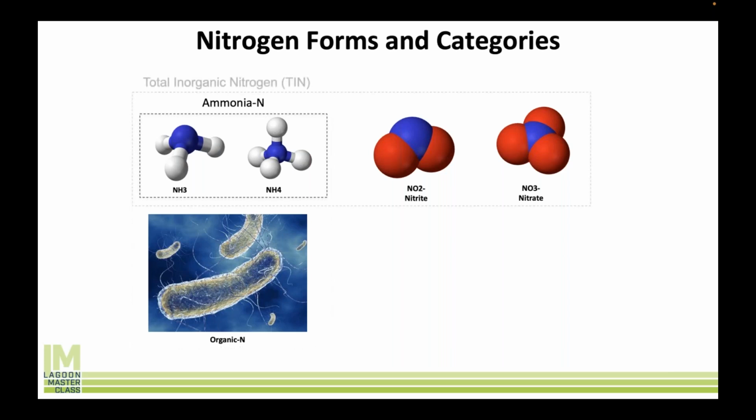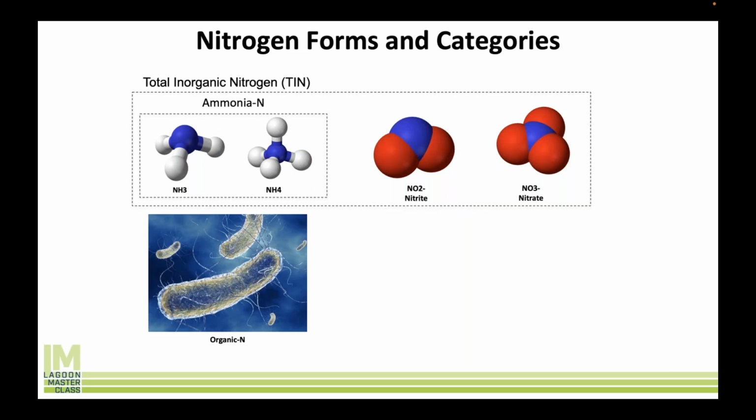The other form that we see is what's called total inorganic nitrogen. This is a useful one because organic nitrogen, like organic phosphorus, is a hard one to treat for. The microbial community won't necessarily attack it directly. They'll attack it indirectly. So total inorganic nitrogen is just looking at the nitrogen you can actually treat for: ammonia plus nitrite plus nitrate.